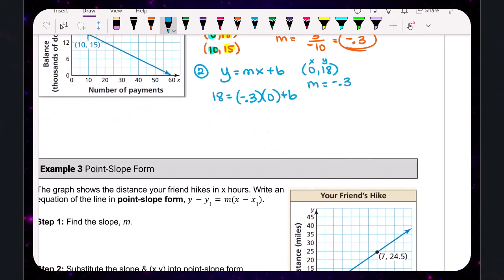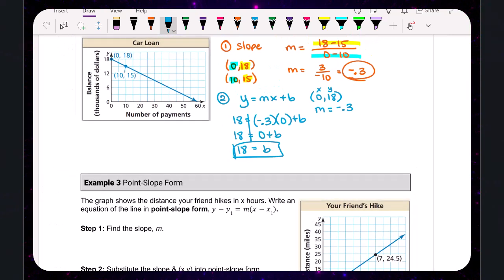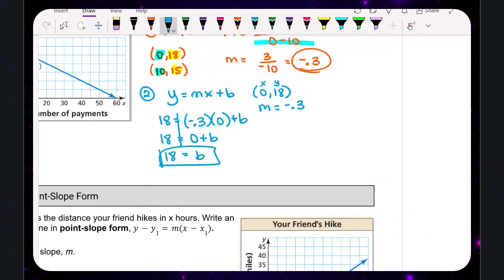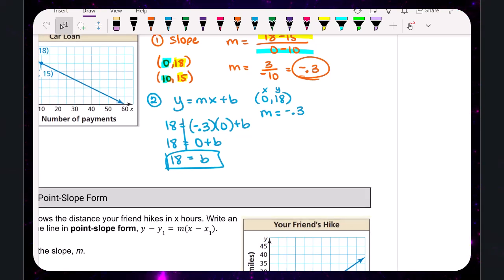Okay, so you notice that your slope is times 0. That's going to be 18 equals 0 plus b, and you wind up with b. Okay, now if you can just look at the graph, you can see that your y-intercept is 18. So this technique right here is very handy, perhaps if you have a table and you don't have a graph. So you can use this technique for everything.